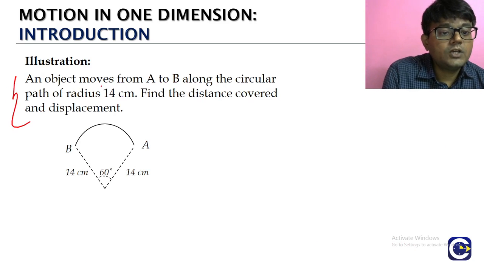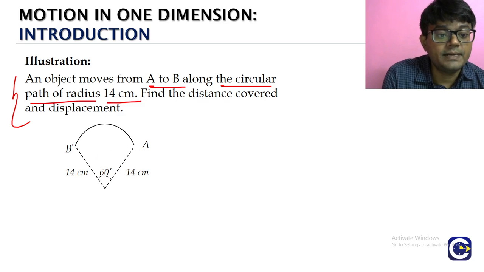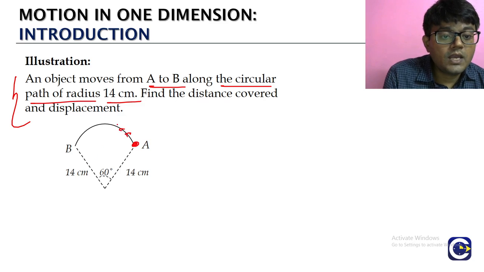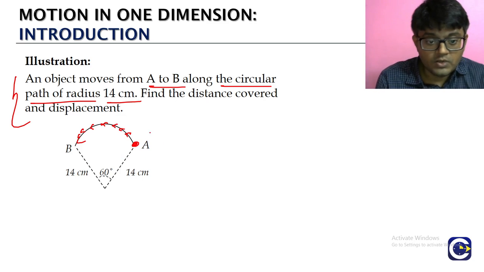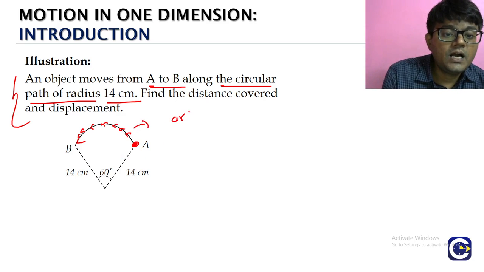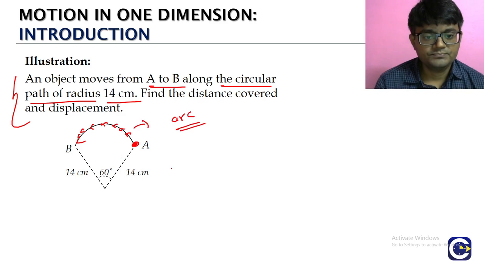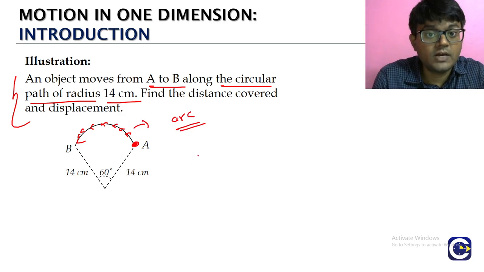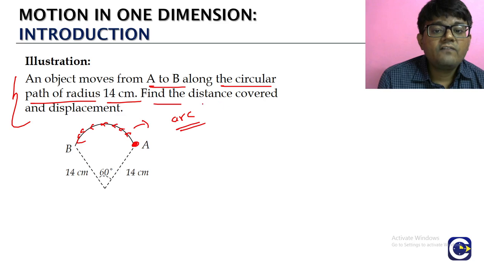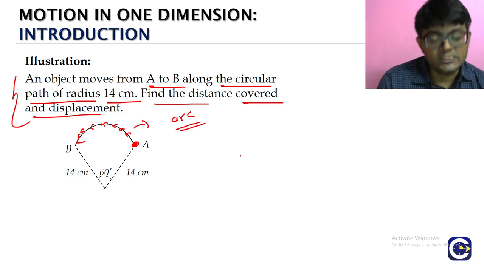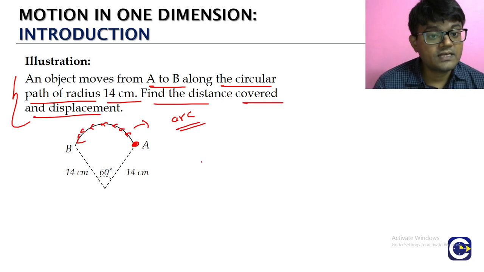An object moves from A to B along a circular path of radius 14 centimeter. So how is it moving? From point A, it is moving along a circular path of radius 14 centimeter. Is it going in a full circle? No, it is only covering an arc of the circle. It's only covering a part of the circle. That's what we call an arc. Find the distance covered and the displacement.